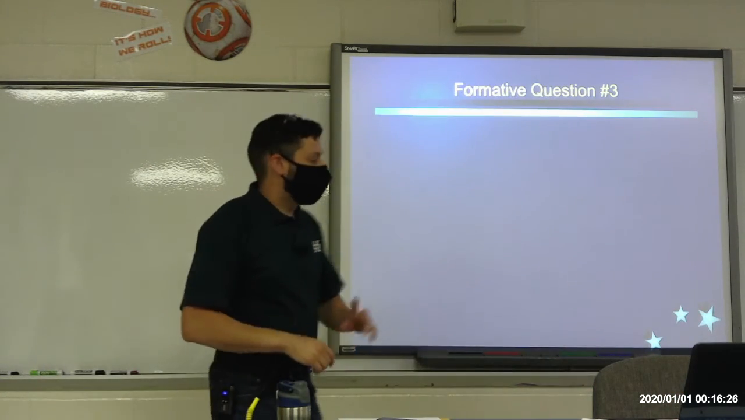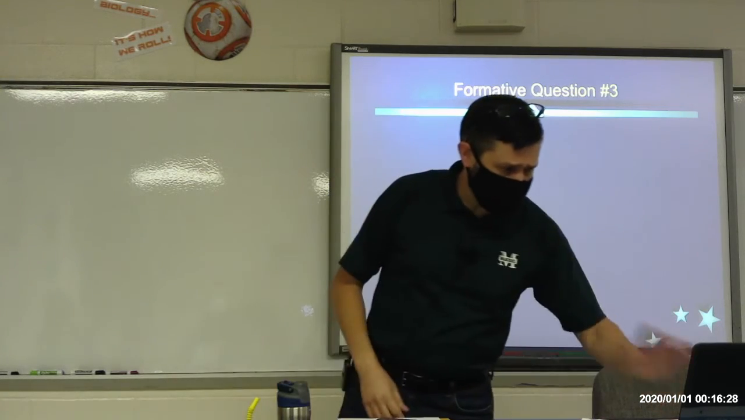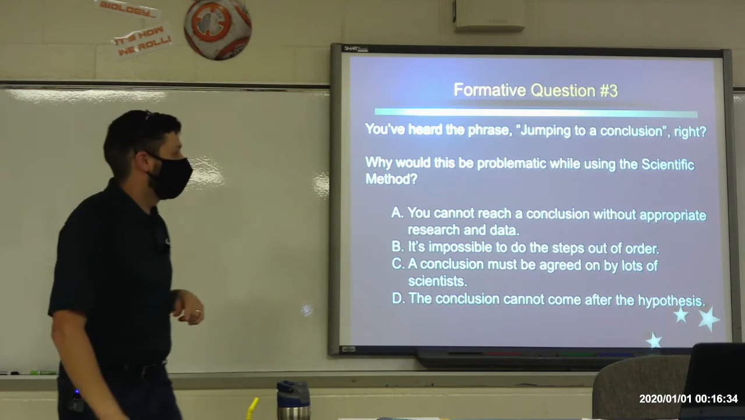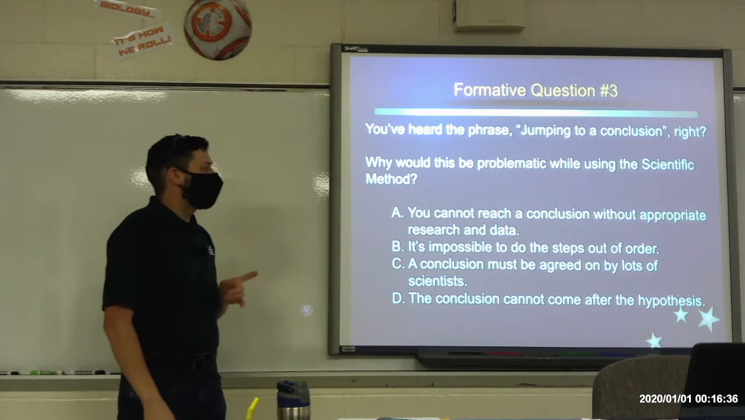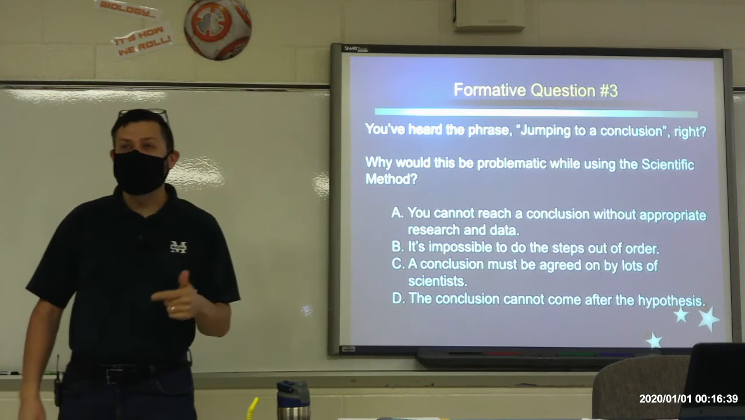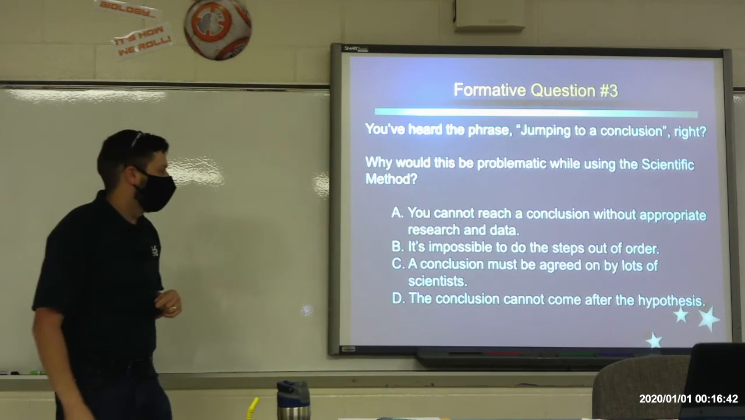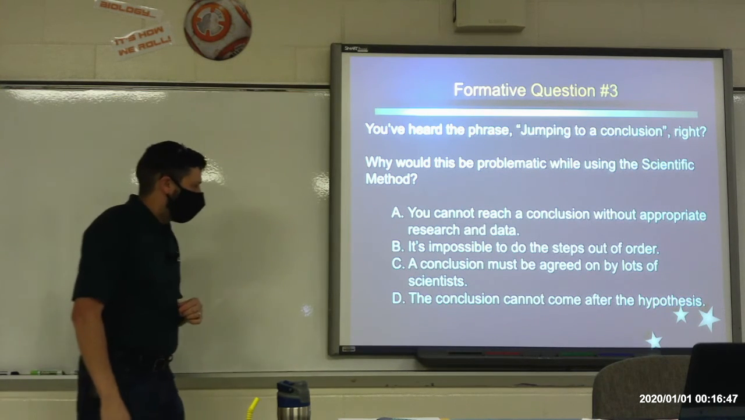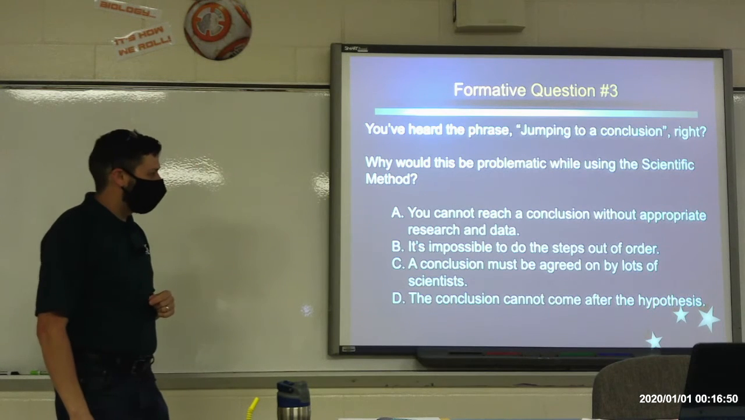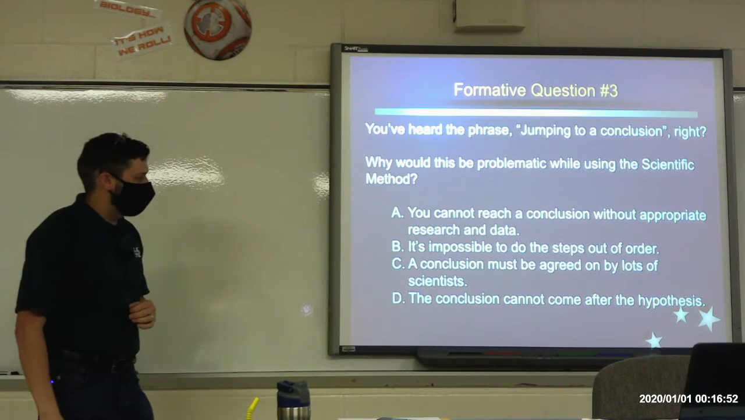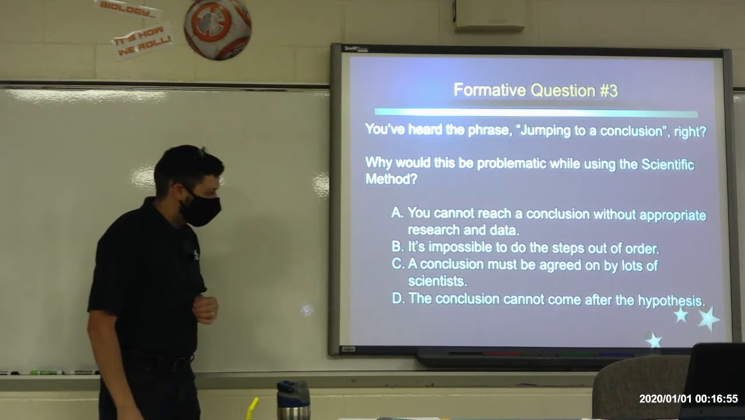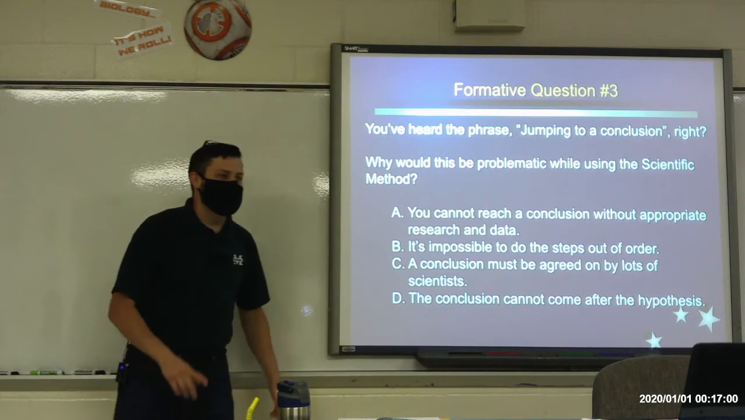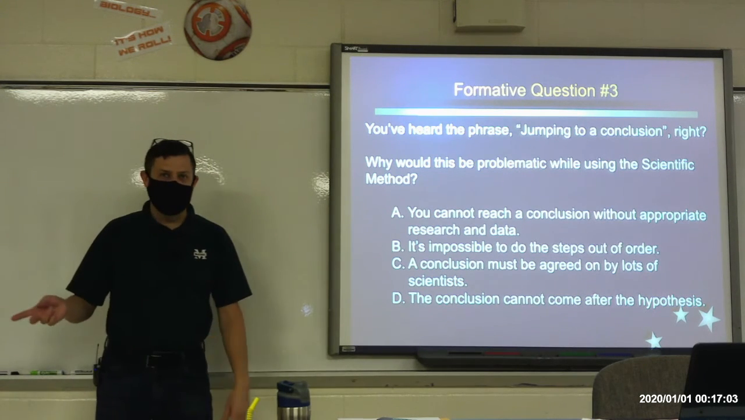All right, so next question. You've heard the phrase jumping to a conclusion. Okay? So why would this be problematic when using the scientific method? Why would jumping to your conclusion be a problem? Okay? A, you cannot reach a conclusion without appropriate research or data. B, it's impossible to do the steps out of order. C, a conclusion must be agreed upon by lots of scientists. Or D, the conclusion cannot come after the hypothesis. So why would you not want to jump to your conclusion when it comes to science?